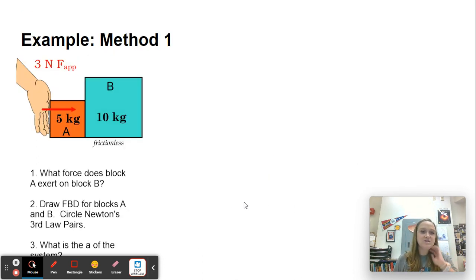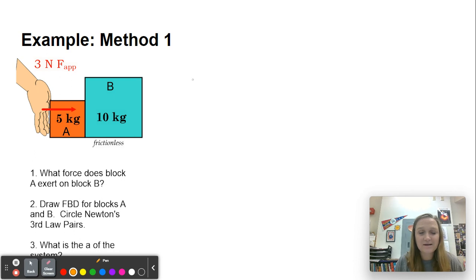So here's our situation. We're going to use method one, so that's the two object method. We've got a block pushing on another block, being pushed by a hand. So we've kind of got three things here. So we want to know what is the force between the two objects. So I'm going to start by drawing a force diagram. So I'm going to draw it for each object. I'm going to try to stay color coordinated here.